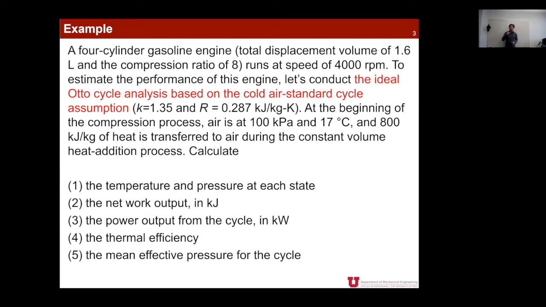Based on those given conditions, we want to solve the temperature and pressure at each state, which is the key to solve the following questions. The second one is we want to calculate the net work output. The next one is that we also want to calculate the power output. Then we will solve the thermal efficiency of this specific ideal Otto cycle. And the last one is we want to calculate the mean effective pressure for the cycle. I'm going to explain what that mean effective pressure means in later slides. Okay, so don't hurry, and let's see how we solve this one.